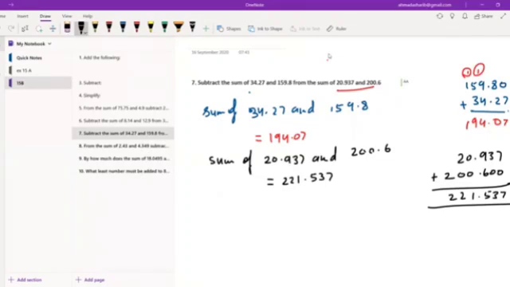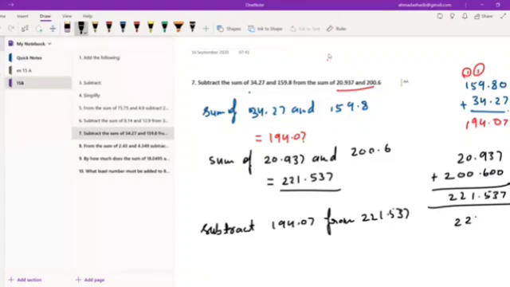Means from के बाद वाला पहले, तो हम ये पहले लिखेंगे और ये बाद में लिखेंगे और उसको subtract करेंगे. तो चलो subtract करते हैं. Subtract 194.07 from 221.537. समझ में आ रहा है? तो अब 221.537 में से सब्ट्रैक्ट करोगे आप 194.070. सब्ट्रैक्ट करके मुझे आंसर बताओ जल्दी से.